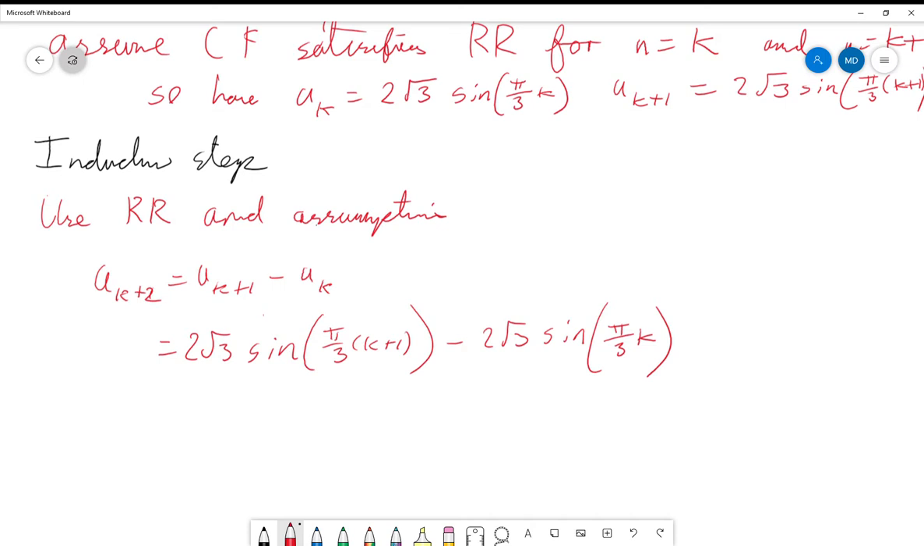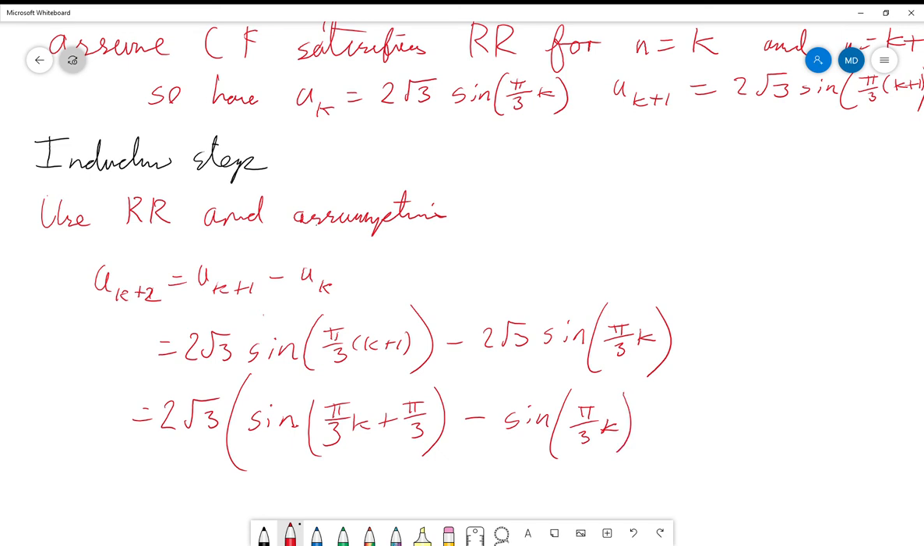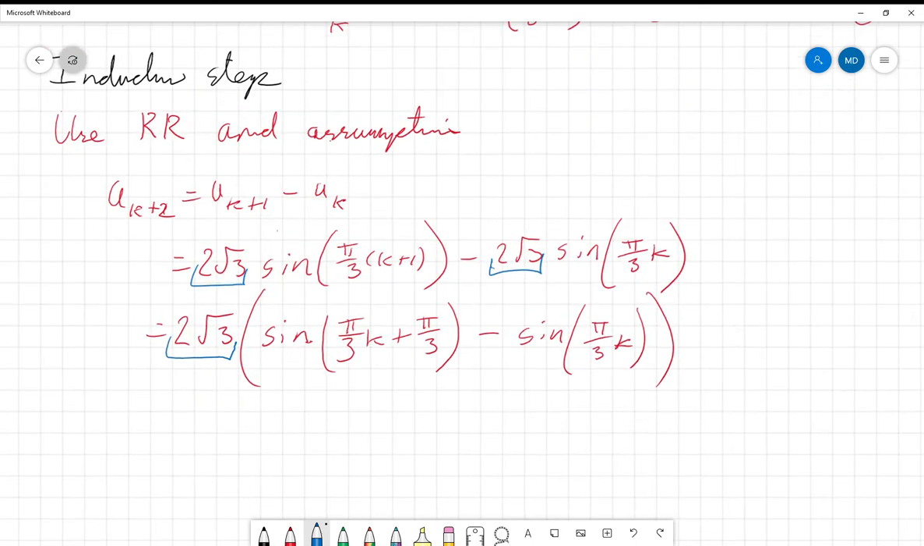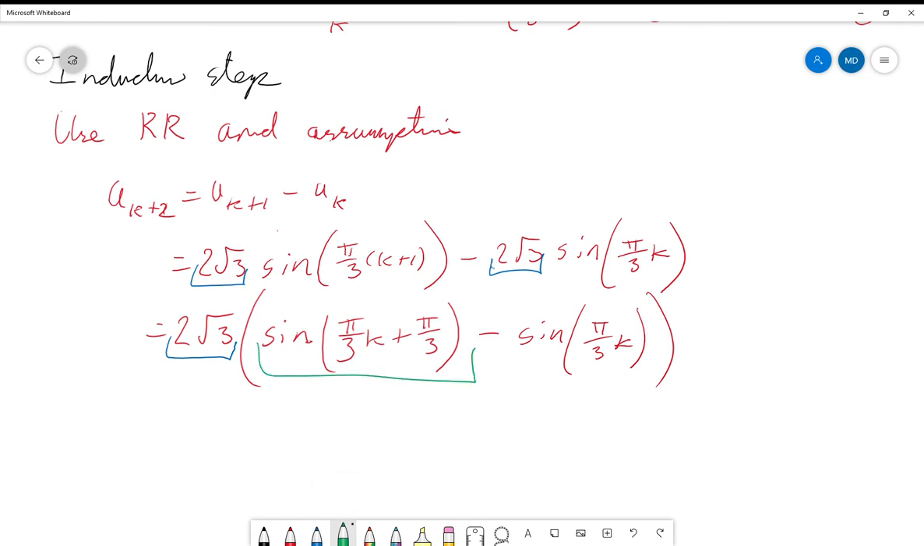And hopefully we can see immediately that we can do some factorising. We get 2 root 3 lots of sine, and I'm going to expand the inside of this, of 3k plus pi over 3, minus sine of pi over 3 k. And that's just factoring out these 2 bits out to here. Now, at this point, we need to use our angle addition formulas.